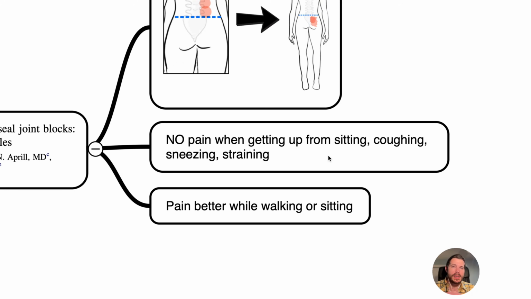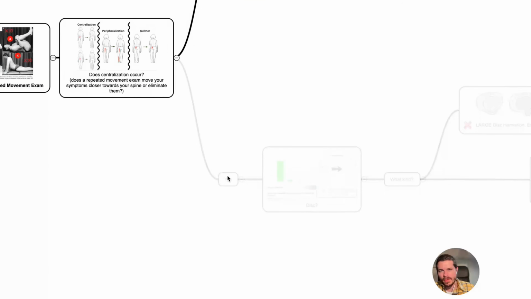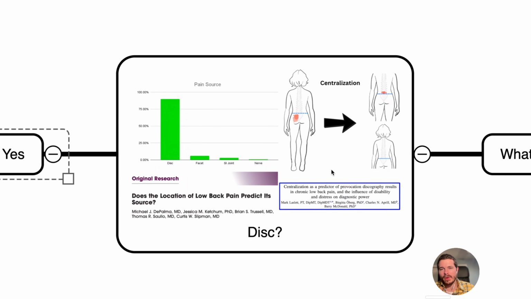In disc problems, there often is pain when transitioning, getting up from a seated position. Coughing, sneezing, straining, no problem, and pain is often better while walking or sitting. No centralization occurred. But what if it did? What if it did occur? Well, if it did occur, then this pretty much, without a doubt, points to disc being the issue.